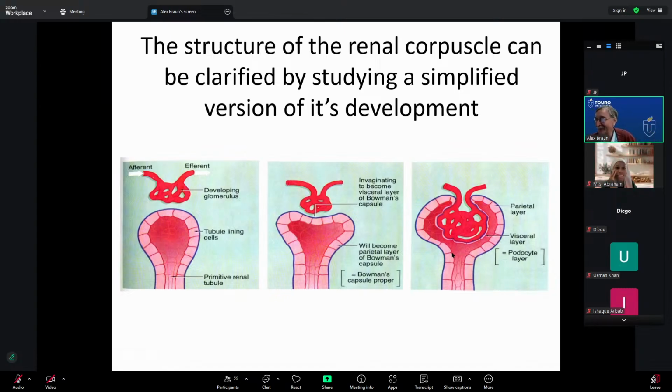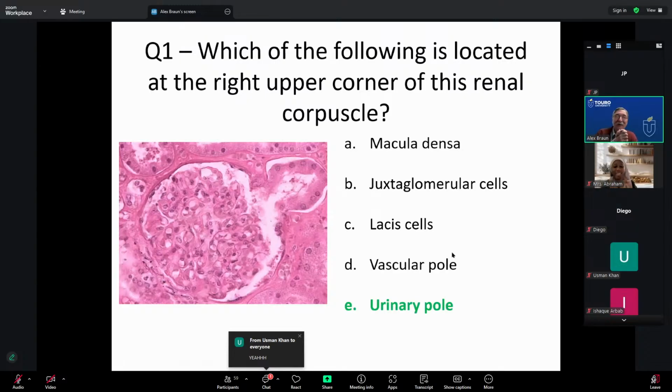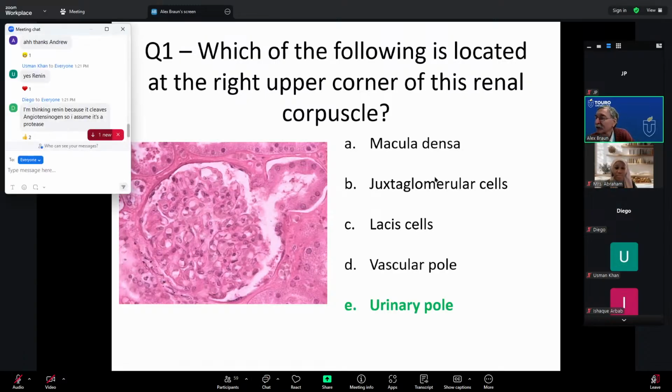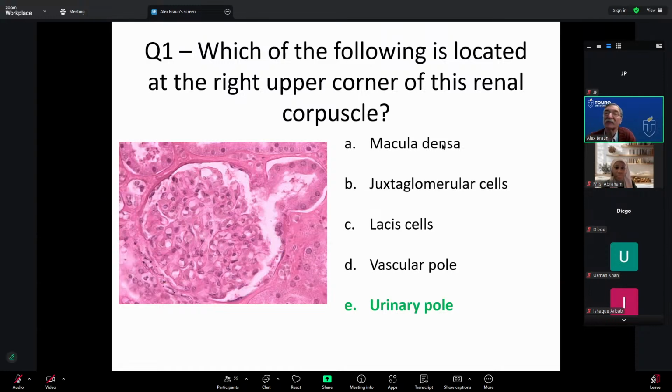Okay, all right, so here's the question. Which of the following is located in the right upper corner of this glomerulus, or renal corpuscle, which is technically correct? We talked about it, so it's the urinary pole, and we could vote on that.